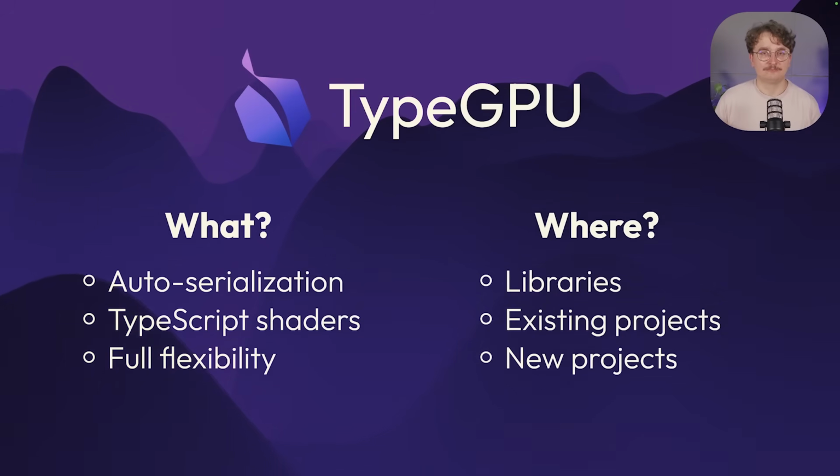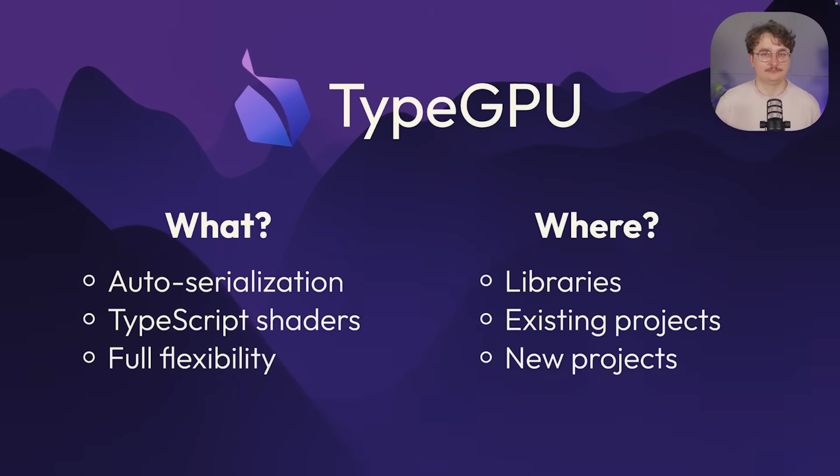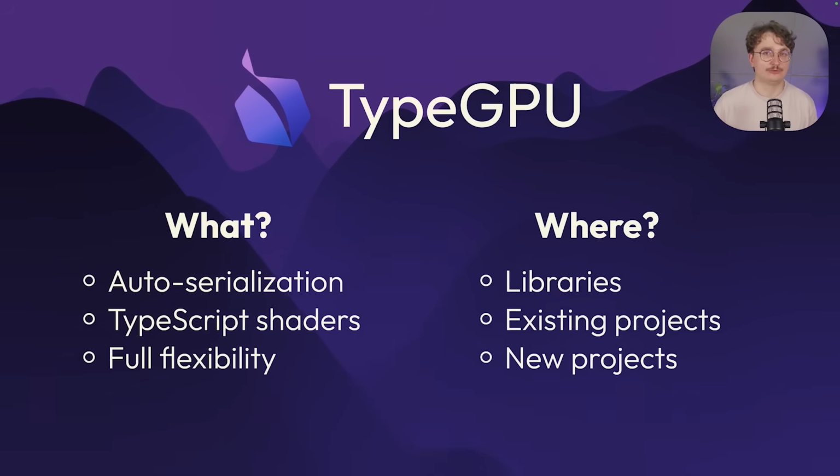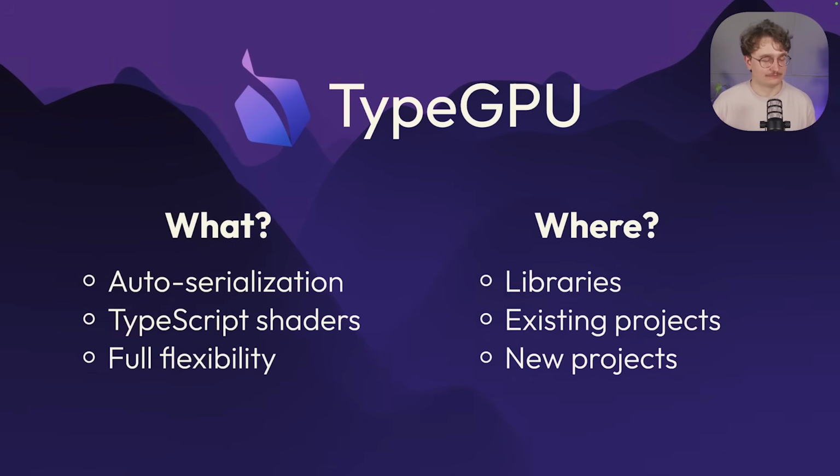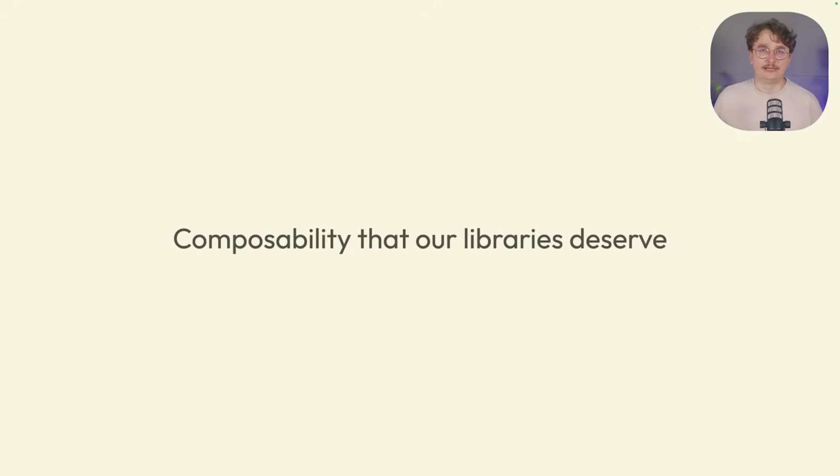And you can let TypeGPU be just the outer layer of your library, or build your whole app or library from scratch in TypeGPU. And you can use TypeGPU today in libraries, in existing projects, or, as I said, in new projects. It's really easy to incorporate. And the goal, at least for us, is that we're able to reach a composability that our libraries deserve. On par with what TypeScript did for JavaScript, we kind of want to do the same for WebGPU.